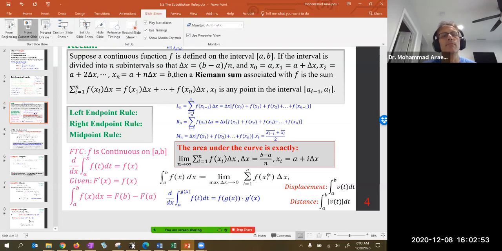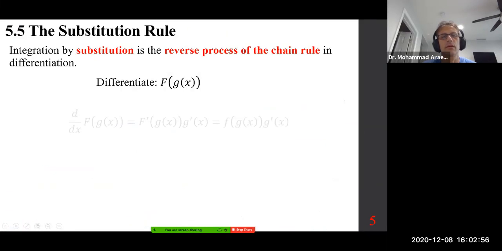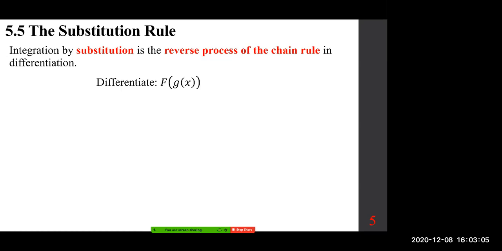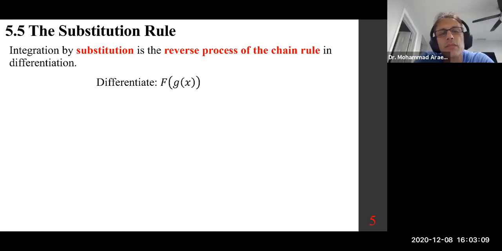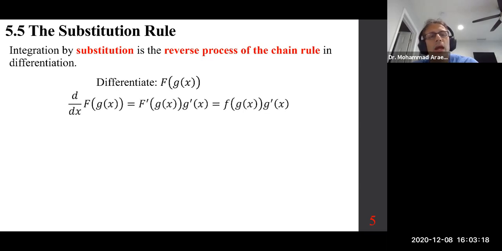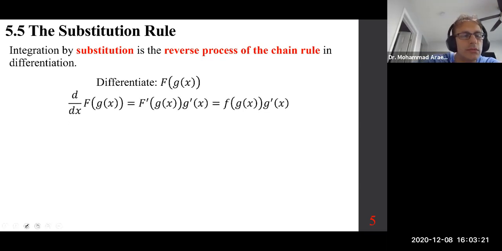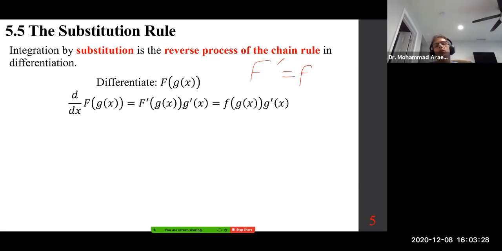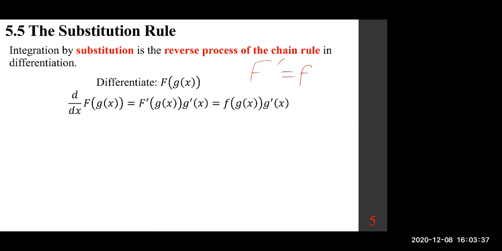So what is the substitution rule? The substitution rule, in short, is the reverse process of the chain rule. If we were to differentiate this, capital F of g of x would be capital F prime of g of x times g prime of x. And normally, you remember that we use the following notation. Capital F prime is lowercase f. So that means if I go the reverse process, anti-differentiate or integrate, I come up with the original function.